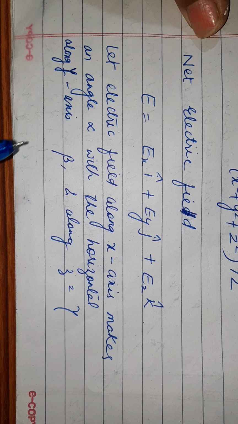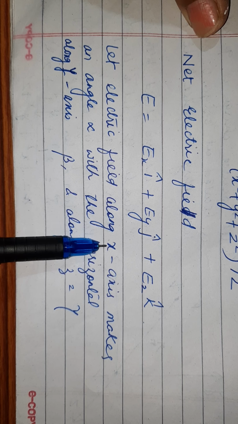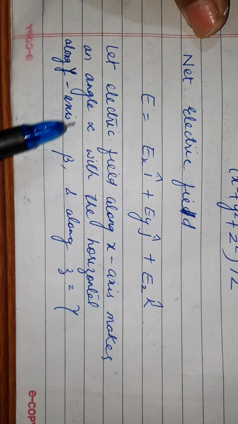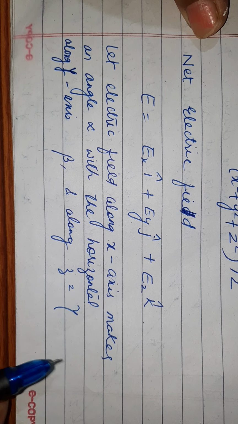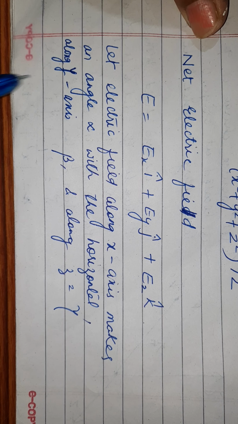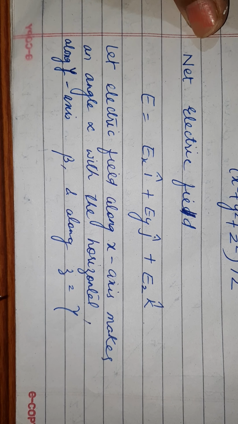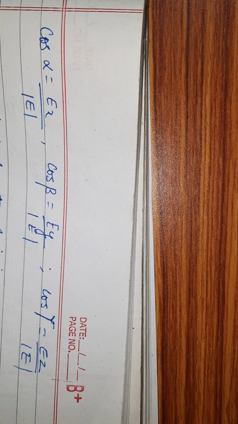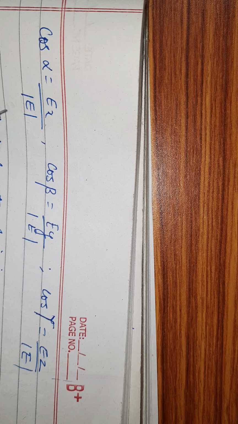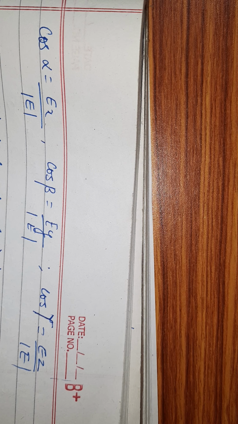Now let the electric field intensity along the x axis make an angle alpha with the horizontal, along the y axis an angle beta, and along the z axis an angle gamma. So we can write cos alpha equals Ex upon modulus of E, cos beta equals Ey upon modulus of E, and cos gamma equals Ez upon modulus of E.